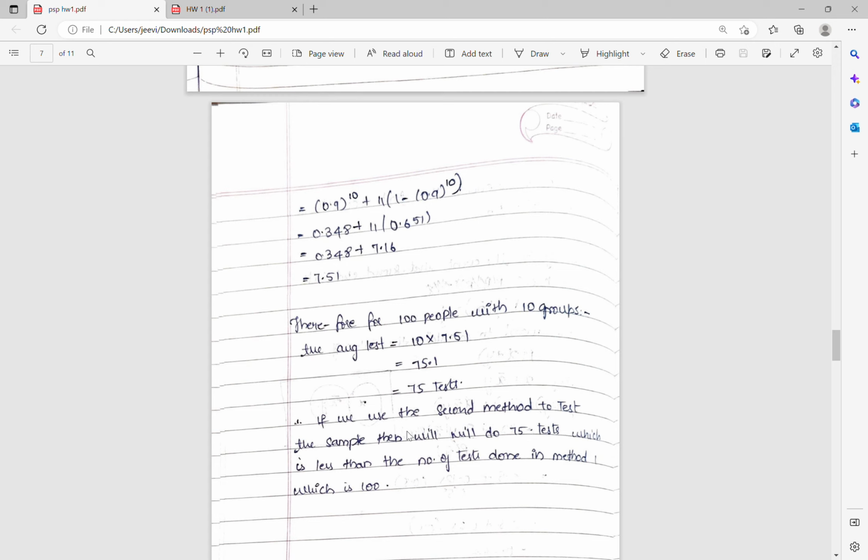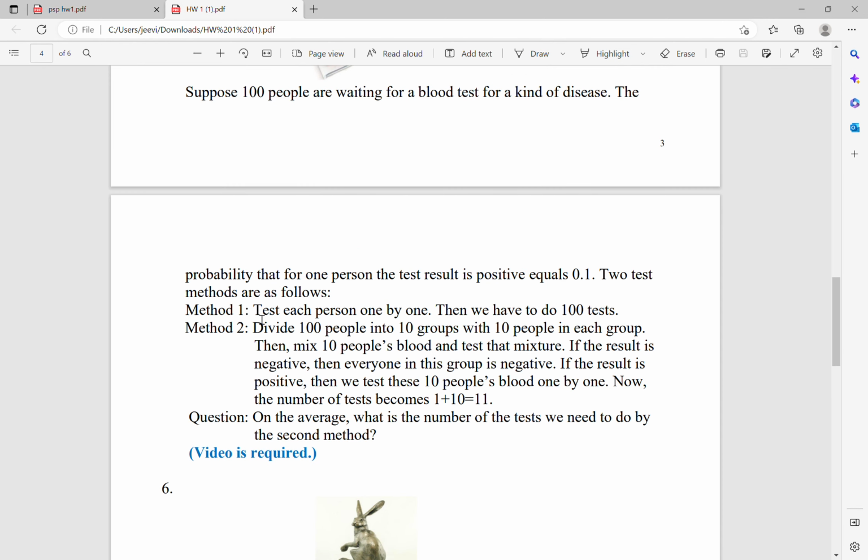Therefore, if we use the second method, we will have to do 75 tests in total. However, if we use the first method as given in the question, we will have to do 100 tests in total, and in the second method we will have to do only 75 tests. Now this 75 tests is less by 25 tests when compared to the first method, thus making it a better method when we compare it to method 1.